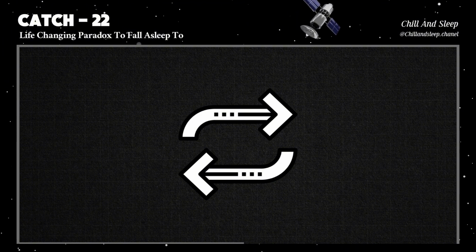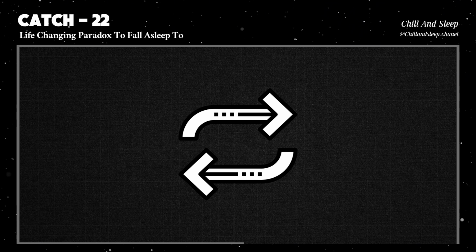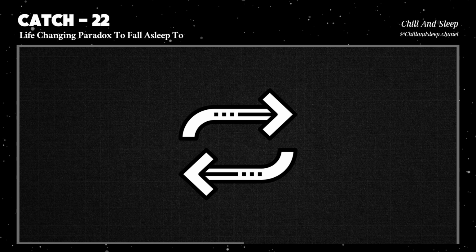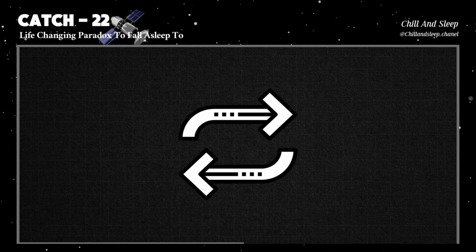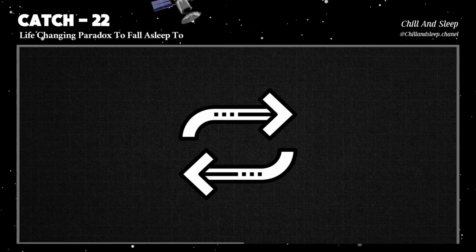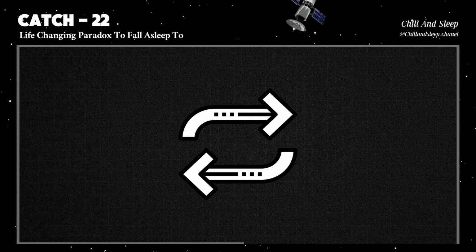What makes the catch-22 so frustrating is its circular nature. Every option leads you back to where you started. It's not just a matter of bad luck or tough choices. It's the system itself that creates the impossibility. You're trapped by the logic of the rule, and there's no way to break free without contradicting the rule itself.